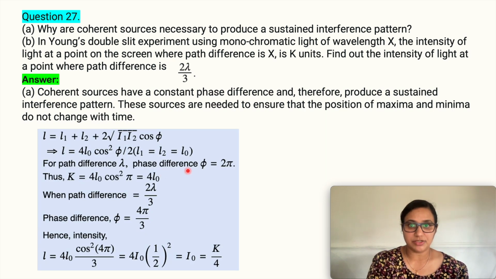This is the derivation for the second part. Then you can say that the intensity of light at a point where the path difference is 2λ by 3 is K by 4.